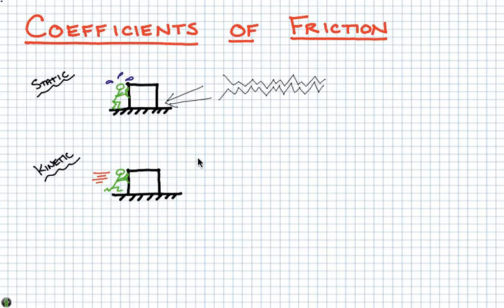However, once you do have this object moving, these ridges don't necessarily have as much time to re-interlock. They actually wind up sliding over one another. So while there is still some friction, you'll notice that there's not as much time for this block to really fall down and interlock with these grooves. Instead, they just kind of slide over one another.